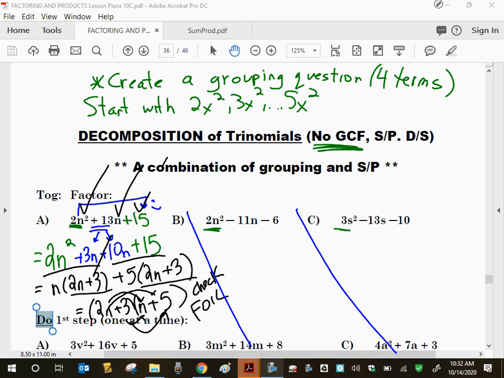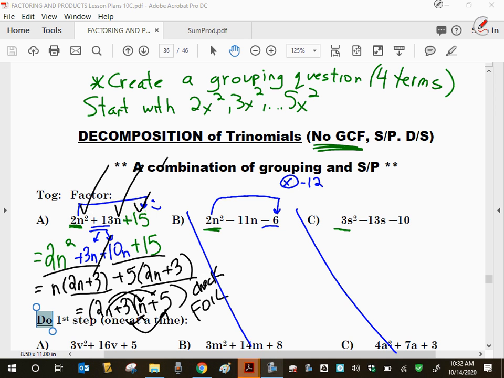Okay, let's just do first step for B, sum product. Don't tell me the product is -6. You're not going to find those numbers if you do that. You're going to get stuck. You're going to leave it blank. You can get 0. Make sure you know that the product now is the 2 times -6. So the product is -12.